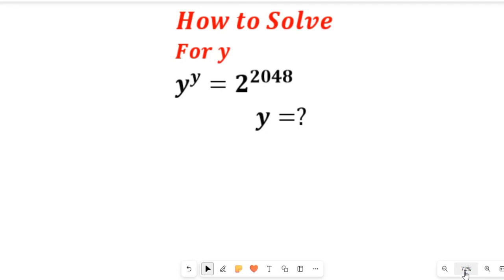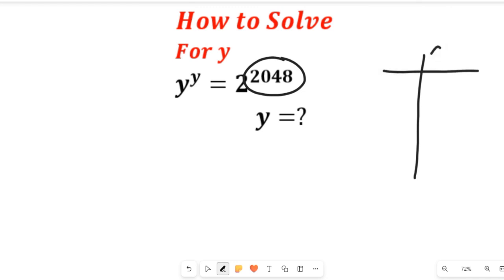In this video, we will solve this tricky exponential equation. To solve it, all we need to do is use some laws of indices and then find a factor of 2048. If we do that, we are simply going to get the solution to this question. Now, let's look at the factors of 2048.